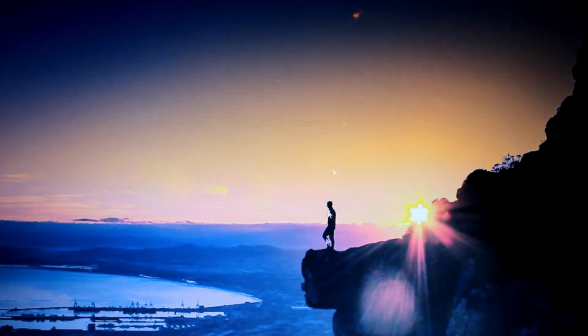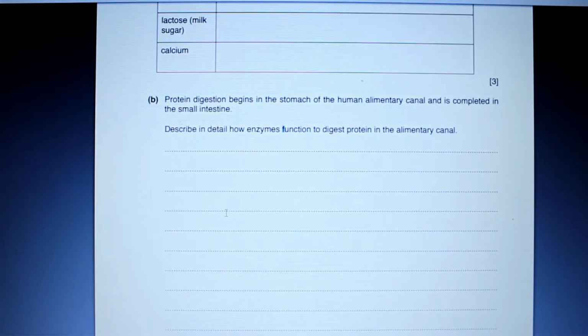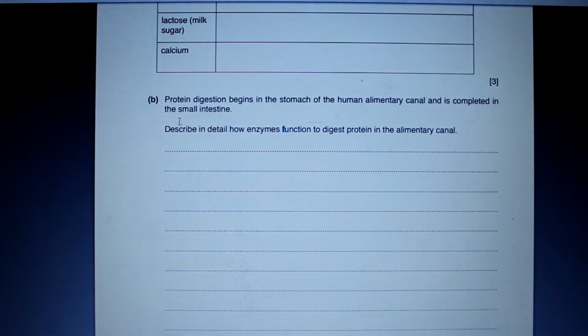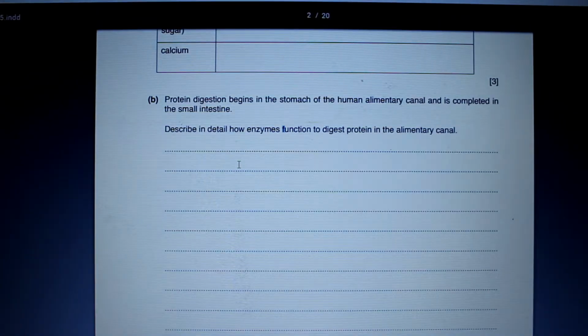Okay, so today we are taking a look at the past paper questions coming from the work in chapter 5, which is our enzymes. Okay, let's dive into this long question. Protein digestion begins in the stomach of the human alimentary canal and is completed in the small intestine. Describe in detail how enzymes function to digest protein in the alimentary canal.